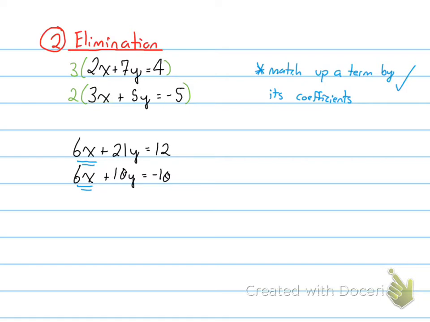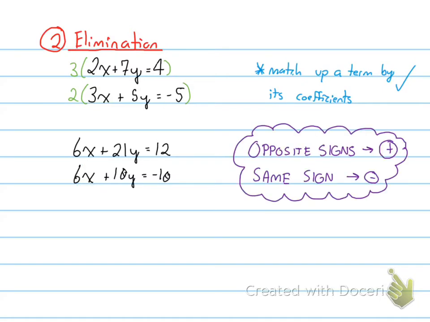What's important to note about how I can eliminate is that if there are opposite signs, so if those x's had opposite signs, I would add the equations together, and if they're the same sign, I'm going to subtract them. Here, since I have positive 6x and positive 6x, they have the same sign, so I'm going to subtract these equations. When I do that, 6x minus 6x will be 0, so they completely eliminate. 21y minus 10y will be 11y, and 12 minus negative 10 will give me 22. Now I have a one variable equation again and I can solve for y entirely.